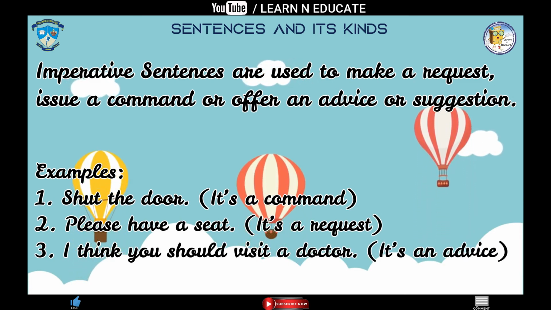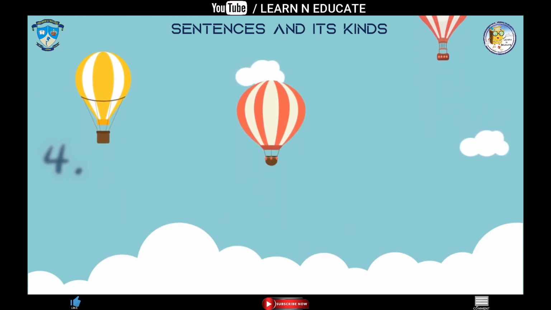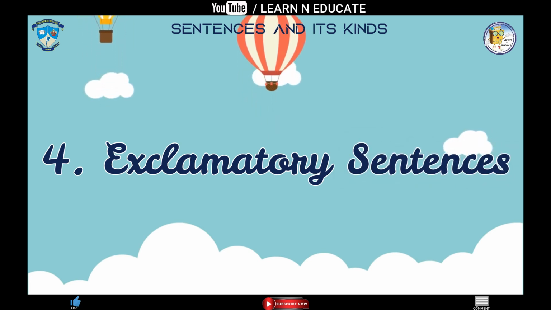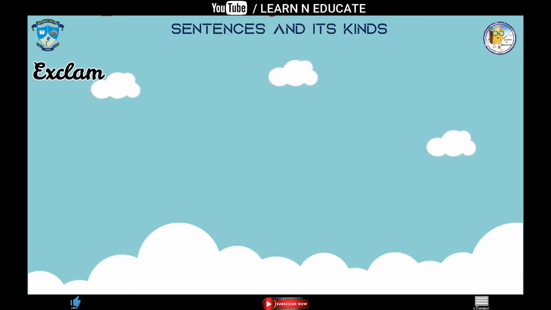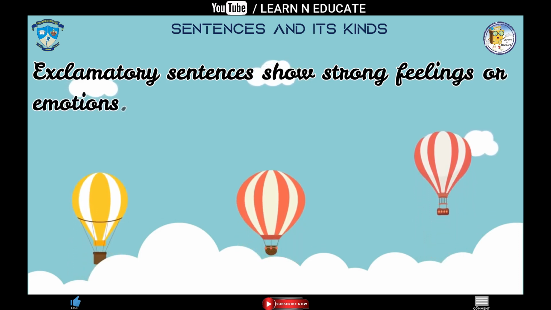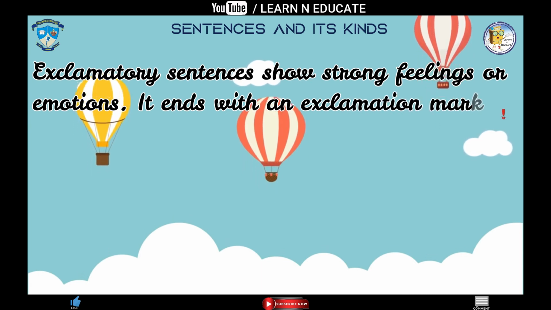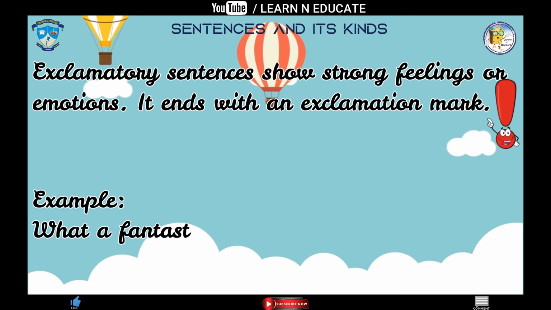It's an advice. Now, let's see the fourth and the last type, that is exclamatory sentences. What are exclamatory sentences? Exclamatory sentences show strong feelings or emotions, and an exclamatory sentence ends with an exclamation mark. Let's see an example. What a fantastic idea!